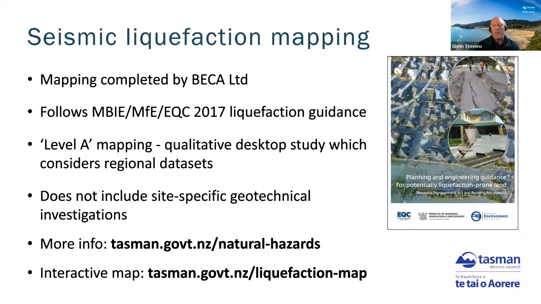That would be what's included in a level B study. We're certainly aware of those, and there are some out there. There's a lot more detail on the specifics of how the consultants did this mapping for us on the website and in their report. We've also produced an interactive map so you can see where the mapped extents of these areas are. Unfortunately, we haven't been able to get the other hazard maps online yet. There are still the PDF maps within the reports, but in the near future we hope to have an interactive map showing those. But there's certainly one there for the liquefaction mapping at present.